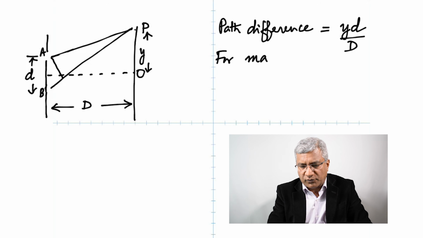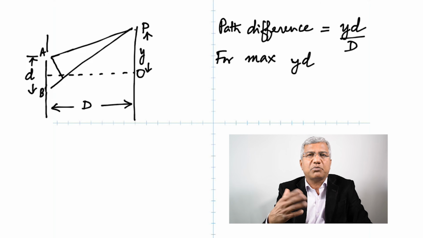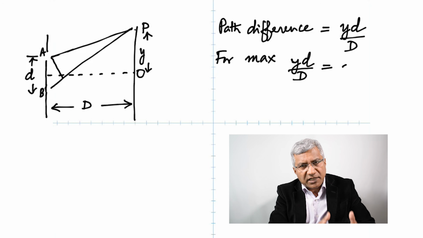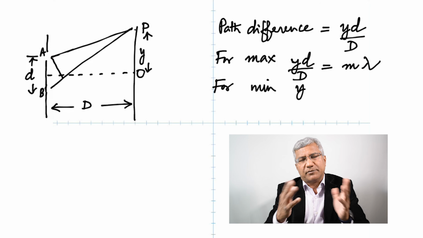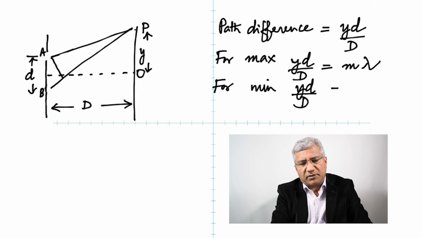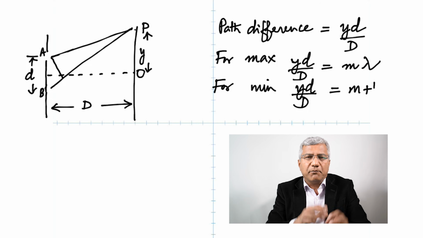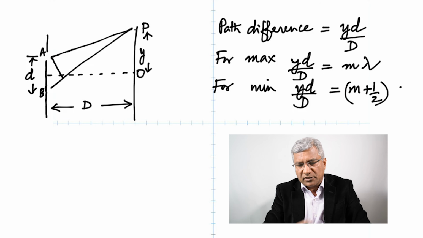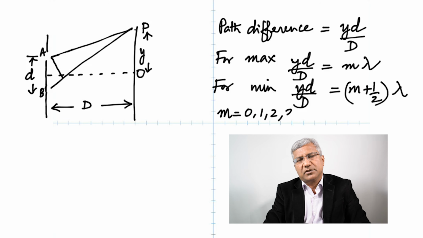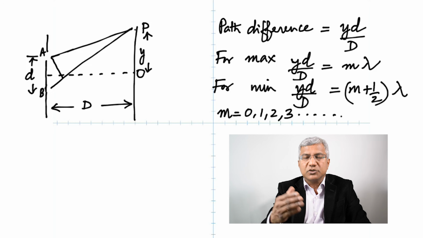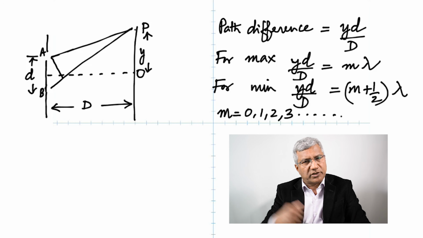The condition for maximum or brightness is that the path difference should be equal to m lambda. Lambda is the wavelength of the light coming through. For minimum, which is darkness, the path difference is (m plus half) lambda. M can take values 0, 1, 2, 3, etc.